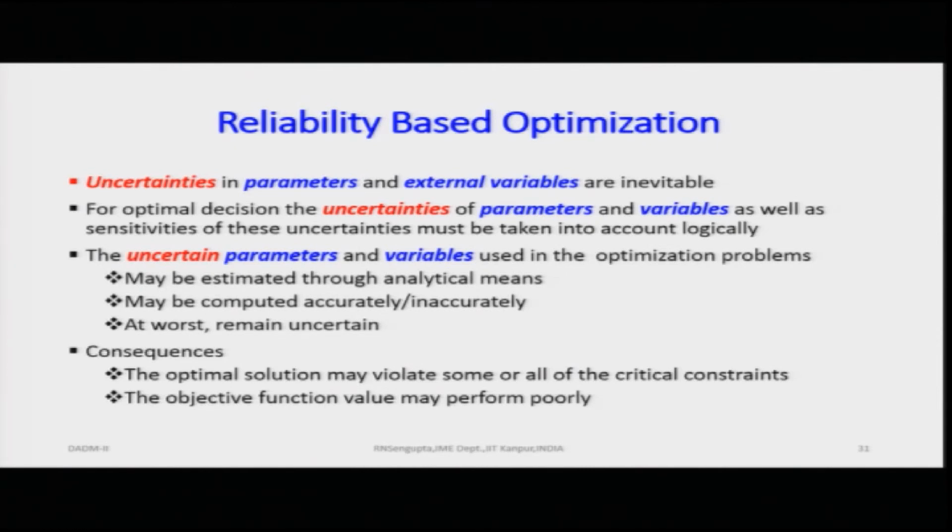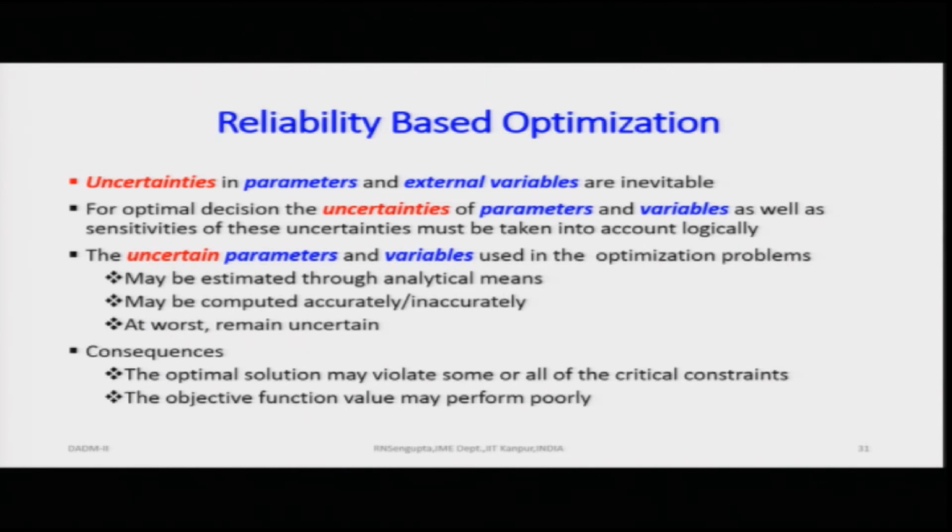For optimal decision, the uncertainties of parameters, both the internal ones and the variables, as well as the sensitiveness of these uncertainties for the parameters and the variables, must be taken into account logically to arrive at some logical conclusion.